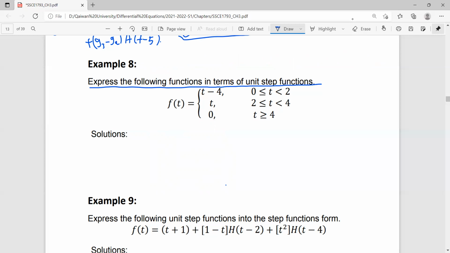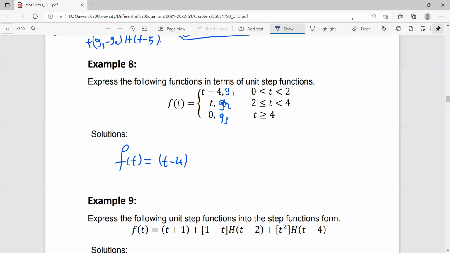Now we have this example. So what's G1, what's G2, what's G3? The first function is G1. This is G1. G2 is t. Sorry, this is G2, and this is G3. G3 is 0. We say to write this in the form of the unit step function. We say f of t equals, you have f of t, so you write down the same. F of t equals g1. G1 is t minus 4. You say t minus 4.